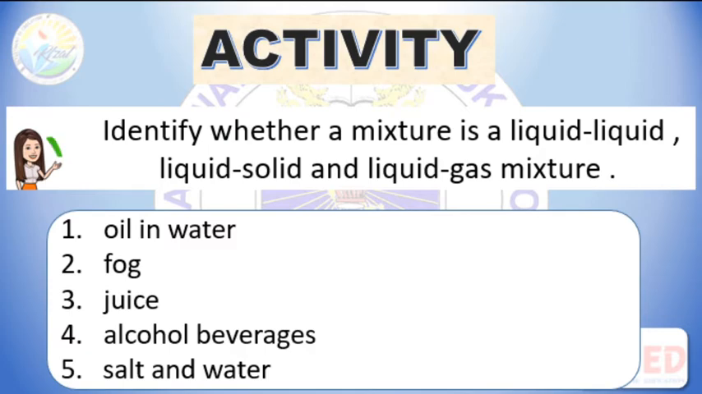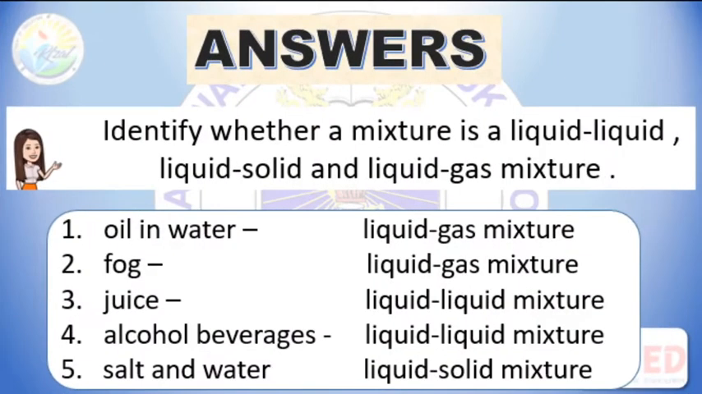Alright, let's check. Number 1, oil in water is a liquid and gas mixture. By the way, again, oil in water, correction, this is a liquid and liquid mixture. Number 2, fog, this is a liquid and gas mixture. Number 3, juice is a liquid and liquid mixture. Number 4, alcohol beverages is a liquid and liquid mixture. And number 5, salt and water is a liquid and solid mixture.